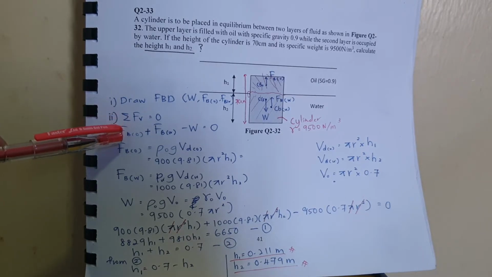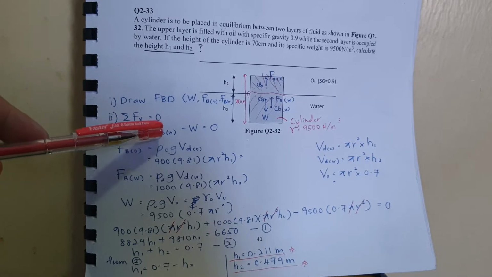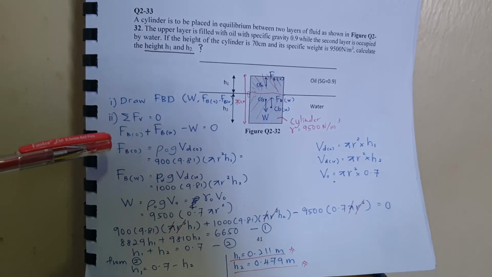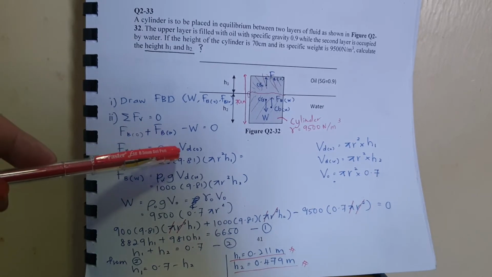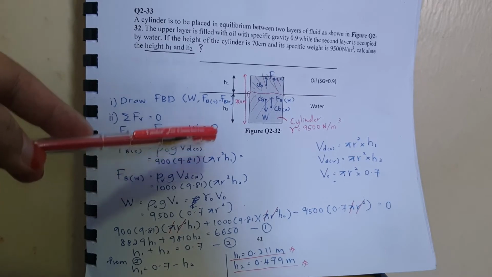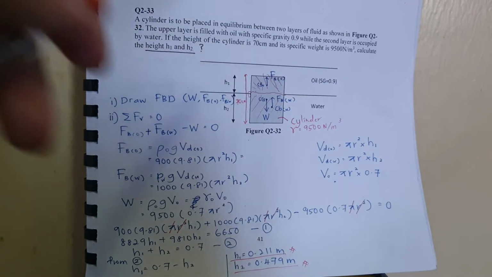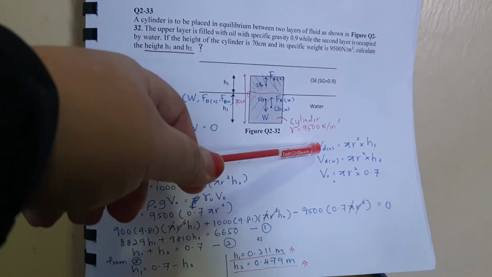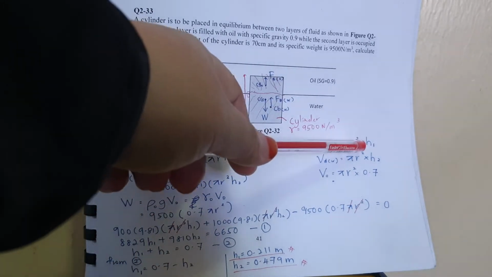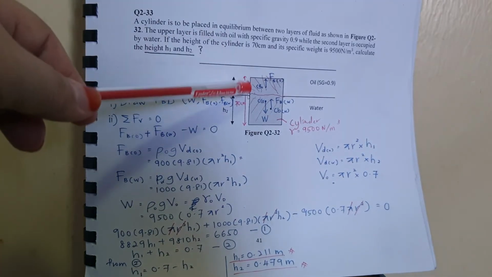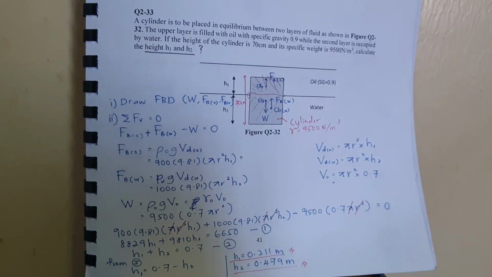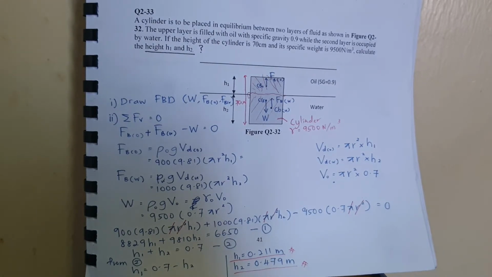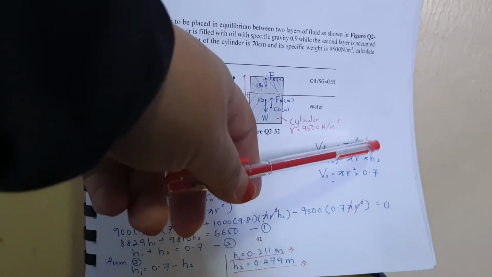So we know we have FB oil upwards, FB water upwards, and downwards W. So how to calculate FB? Remember, FB is about liquid. So density of oil, g, volume displaced in oil. So what is the volume displaced in oil? I shaded here. So volume displaced in oil is pi r square H1, because this is a cylinder. In this question they didn't give you the radius, but it's okay, because the problem is not asking to calculate r, you leave it as r. So pi r square H1.